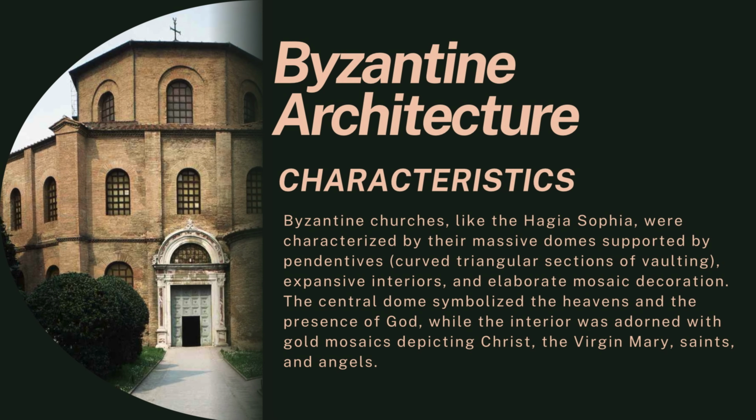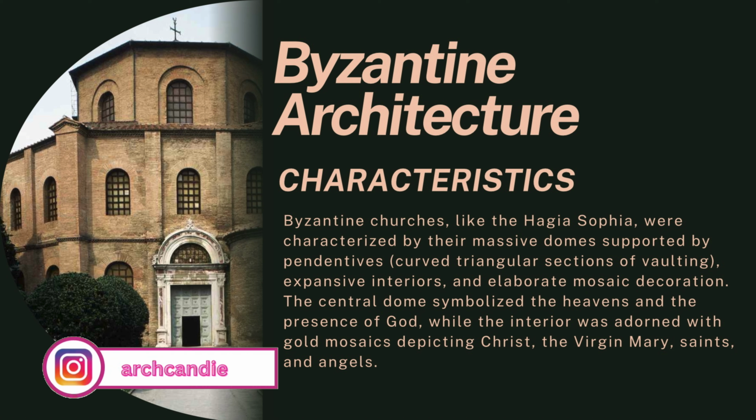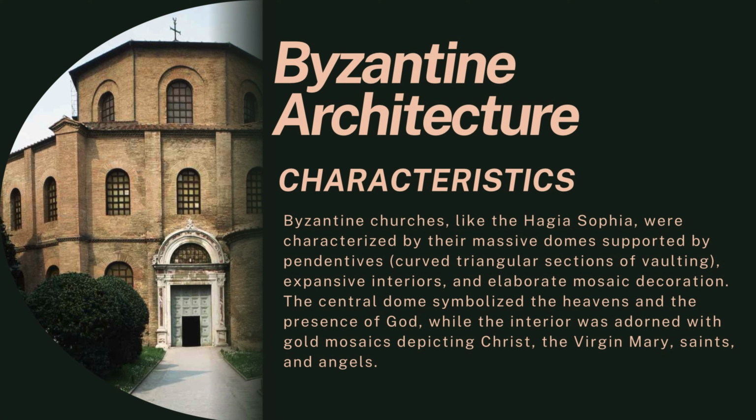Characteristics: Byzantine churches like the Hagia Sophia were characterized by their massive domes supported by pendentives, curved triangular sections of vaulting, expansive interiors, and elaborate mosaic decoration. The central dome symbolized the heavens and the presence of God, while the interior was adorned with gold mosaics depicting Christ and the Virgin Mary, saints, and angels.